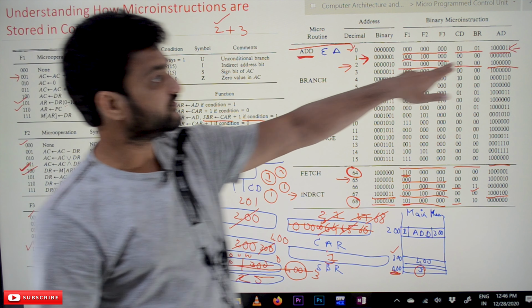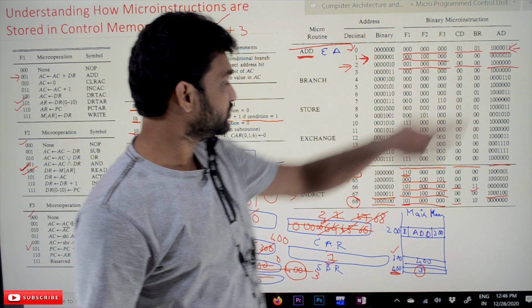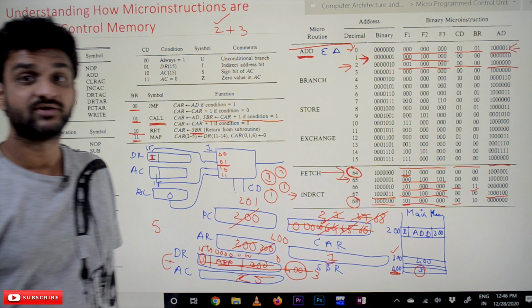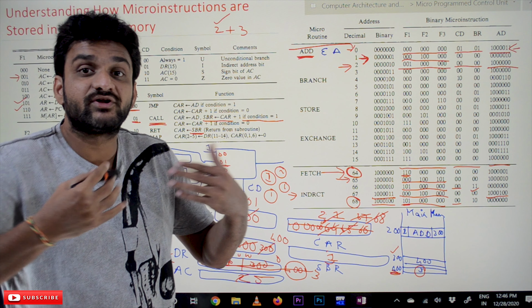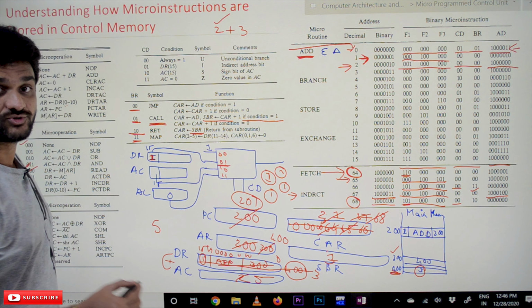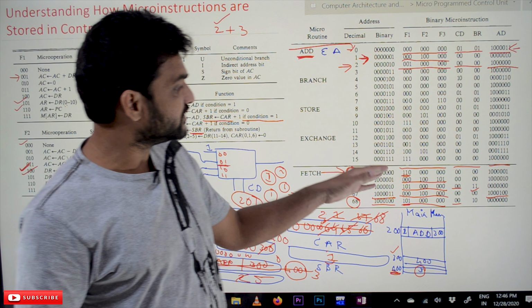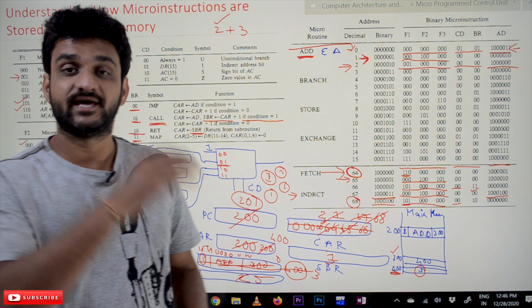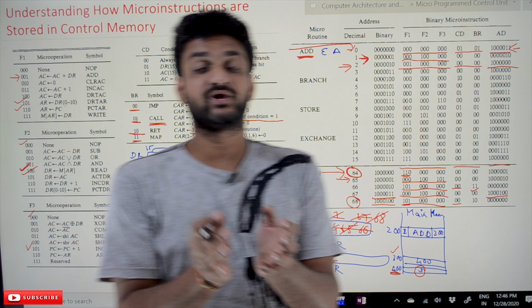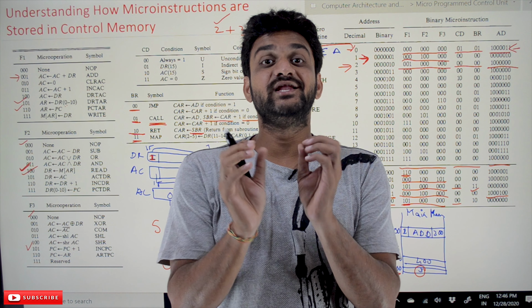Because it is the end of the instruction, we are moving to fetch. See here, we are moving to fetch because we have to execute our next instruction, which is stored in 201. So in order to execute this instruction, we are again moving on to fetch. Again the process will repeat. So this is how the microprogrammed control unit will get executed.